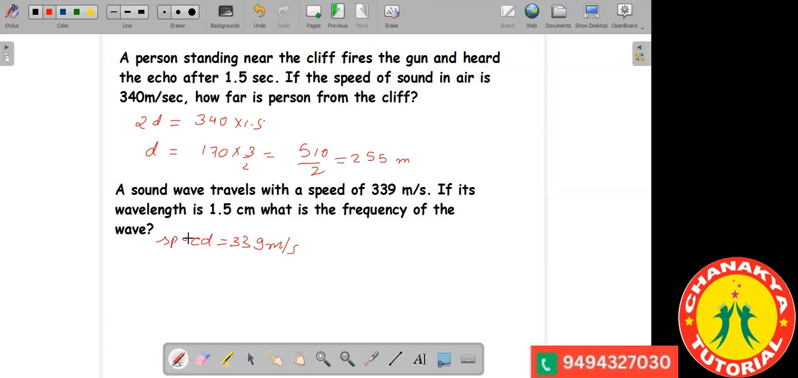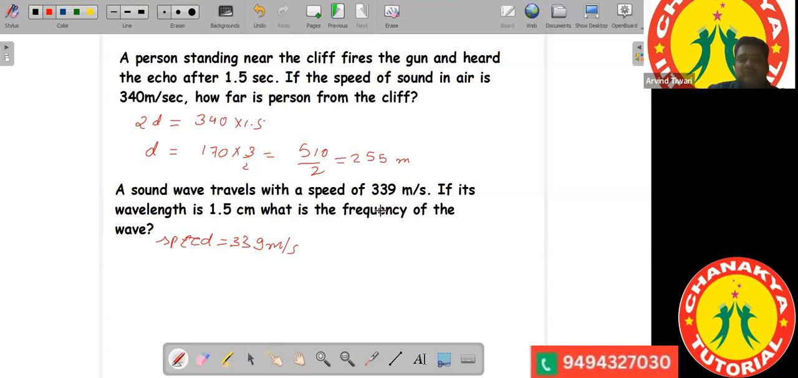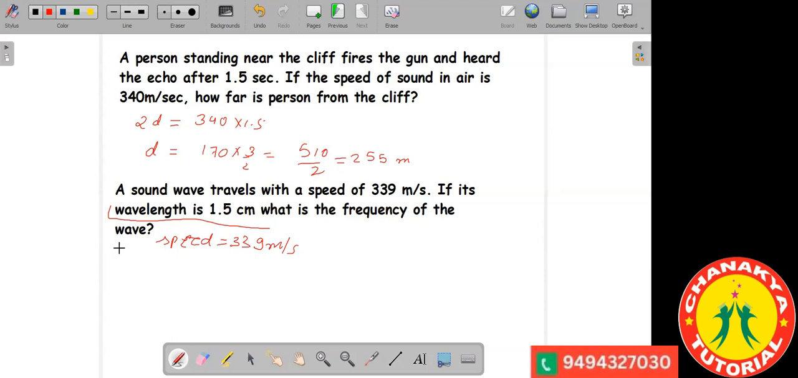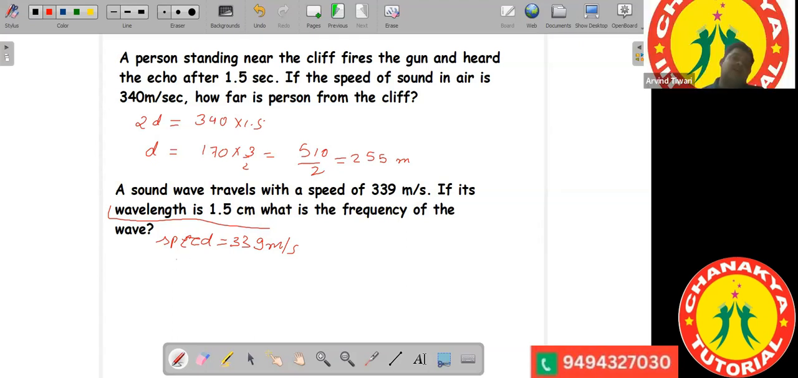So speed is equal to 339. It's given in the first statement. In the second part, its wavelength is 1.5 centimeter. So wavelength over here is 1.5 centimeter. And which symbol do we use for wavelength? Yes, sir, lambda. So we know here lambda will be equal to 1.5 centimeter.